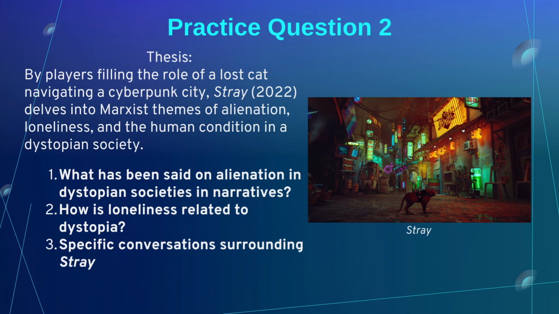What has been said on alienation in dystopian societies in narratives? How is loneliness related to dystopia? And then specific conversations surrounding Stray. But like I said, it's going to be a lot more difficult, especially because Stray is so new, came out in 2022. But things like loneliness and alienation and dystopia, there's going to be a whole lot of scholarship written on that. So that won't be as difficult to find.